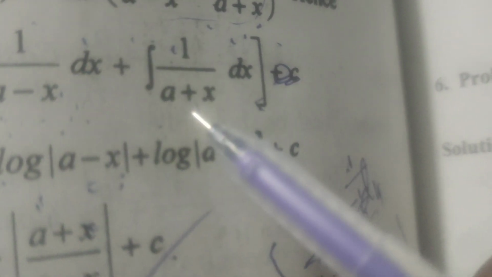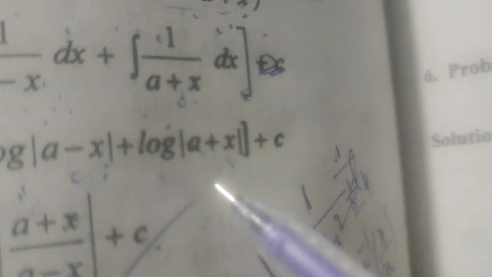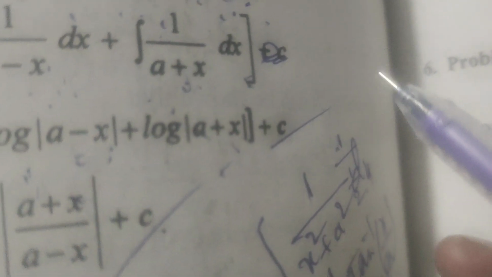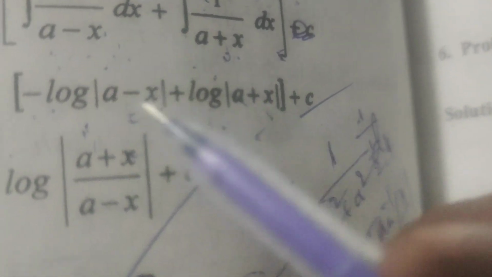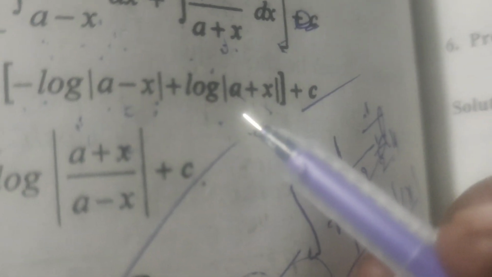Here also the same formula, here plus x is there. So log of modulus of a plus x, and after integrating, adding the constant plus c. 1 by 2a, here using the log a minus log b formula, log of a by b, so log of a plus x by a minus x plus c. This is the solution. Okay, thank you.